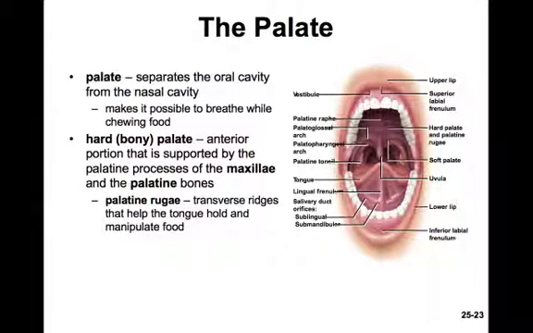The palate is the roof of the mouth that separates the oral cavity from the nasal cavity. It allows us to breathe while we're chewing food. There are two portions. There's the hard palate and the soft palate. Now, the hard or bony palate, you'll remember, is formed by the palatine processes of the maxilla as well as the palatine bones. There are little ridges all over the roof of the mouth. Those are the palatine rugae.